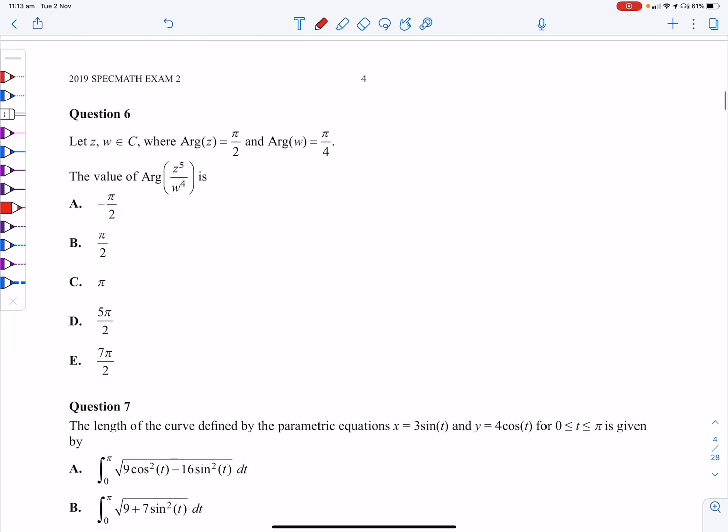Okay, arg of z is pi on 2, so we know arg of z to the 5 is 5 pi on 2.